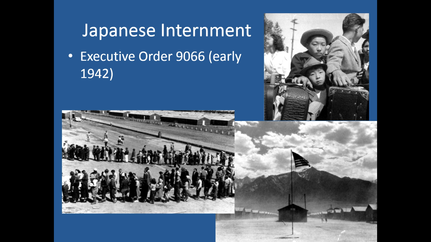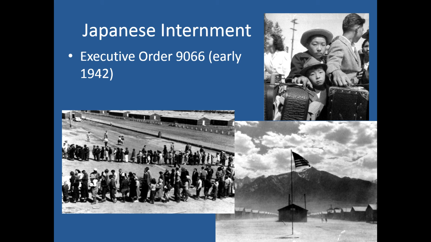All right, and the last thing for Section 3 is Japanese internment. Asians had been facing discrimination in the U.S. before World War II. We've already talked about the Chinese Exclusion Act and things like that. But this is where it got probably the worst it had been. FDR issued Executive Order 9066 in early 1942, and it gave the War Department the power to relocate Japanese Americans into camps during the war.